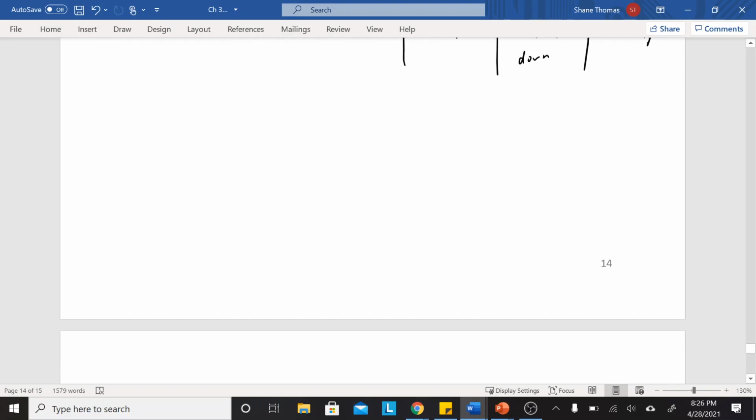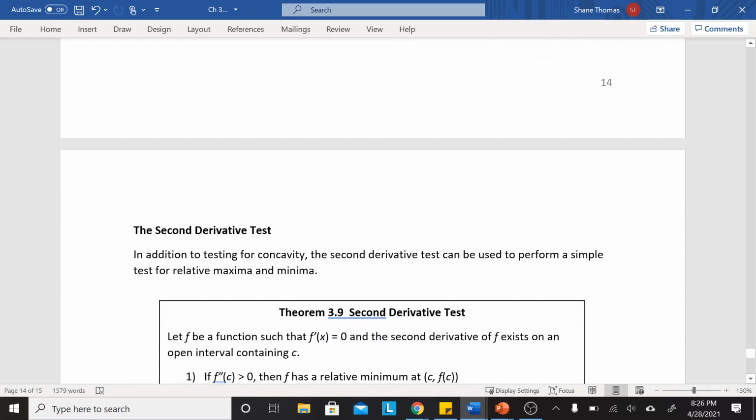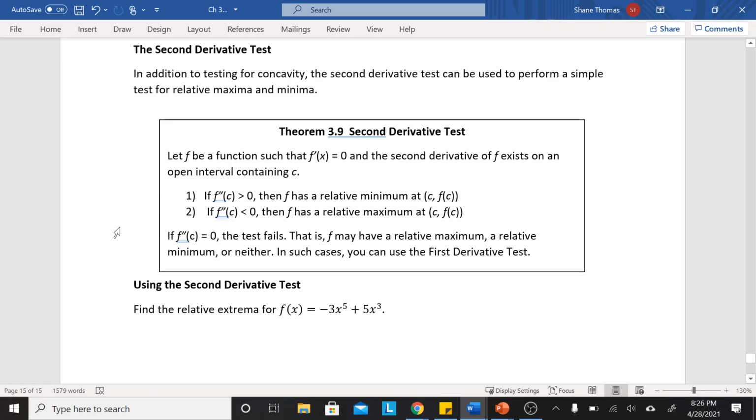Last thing we want to look at for this one is what's called the second derivative test. So in addition to testing for concavity, the second derivative test can be used to perform a simple test for relative maxima and minima. Theorem 3.9 gives us a second derivative test. It says let f be a function such that f prime of c equals 0 and the second derivative of f exists on an open interval containing c. If f double prime of c is greater than 0, there's a relative minimum. If f double prime of c is less than 0, then there's a maximum. And if the test fails, you may have a relative max or relative min or neither. In such cases, you would use the first derivative test.